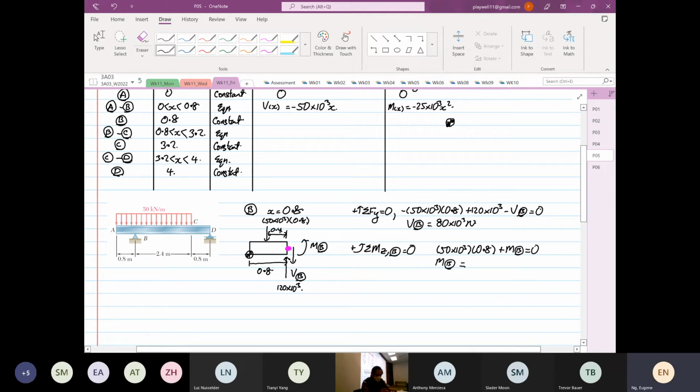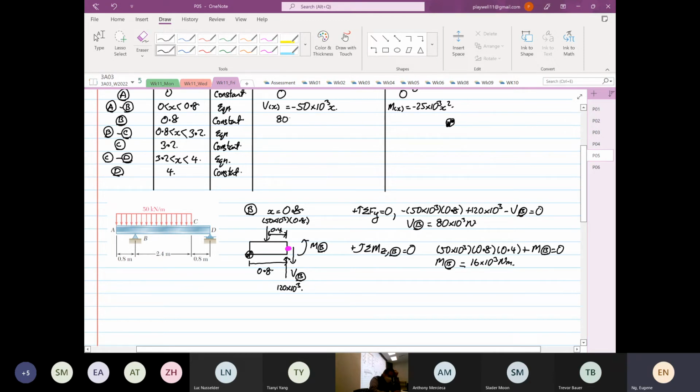So moment at point B is equal to 50 power 3 times 0.8, is equal to 50. Oh, sorry, I forgot the distance. So 50 power of 3 times 0.8 times 0.4 is equal to 16 times 10 to the power of 3 Newton meter. Okay. As I said, at point B, there are constants.